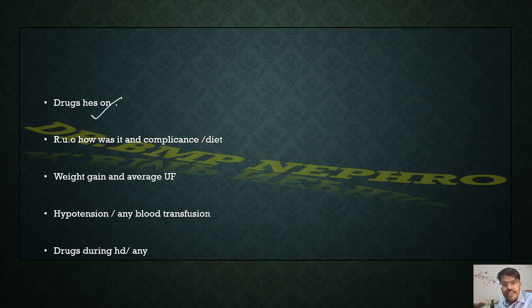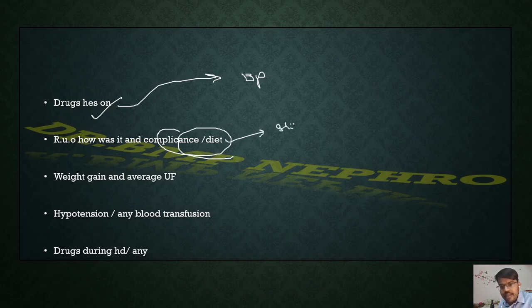And what are the drugs he is on, and what was the BP control at the time of starting dialysis, and what was his compliance and diet, whether he was taking a high salt diet or not, because a high salt diet is associated with higher blood pressure, more ultrafiltrate removal, and more complications. Whether he is taking a low salt or high salt diet has to be mentioned, to tell the examiner that you know these are parameters which might have an impact on mortality.